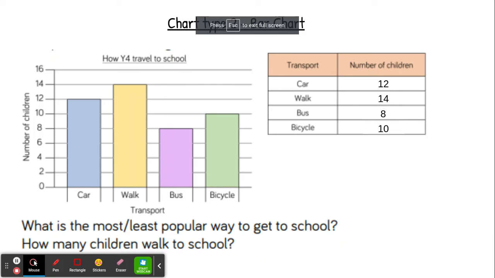Now, another way of showing data is in a bar chart. Now, bar charts are very similar to pictograms, but they use bars instead of pictures. Now, the great thing about bar charts is that you can get information very quickly just by looking at the sizes of the bars. Now, before knowing anything about this bar chart, I can see that the most popular is walking.